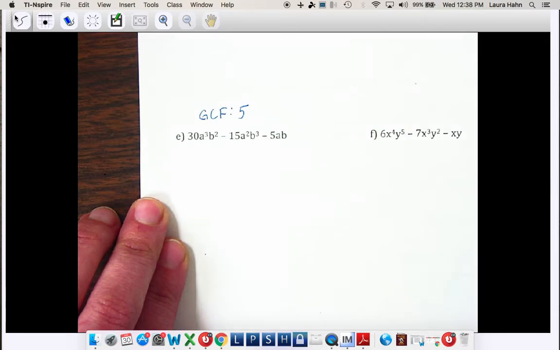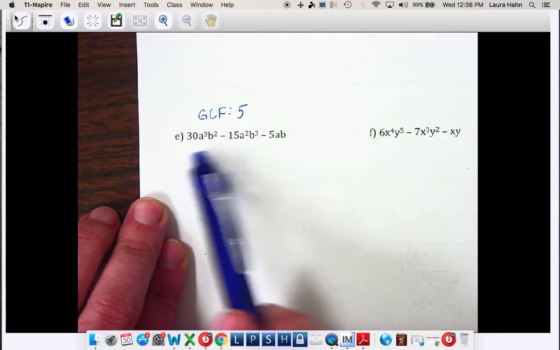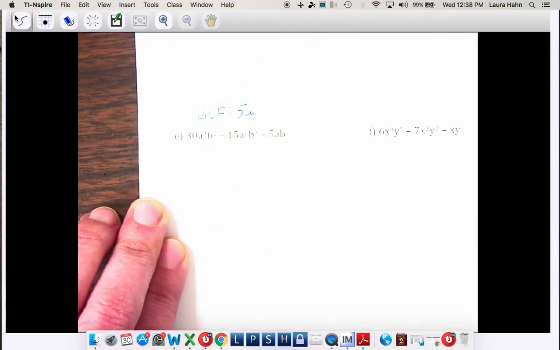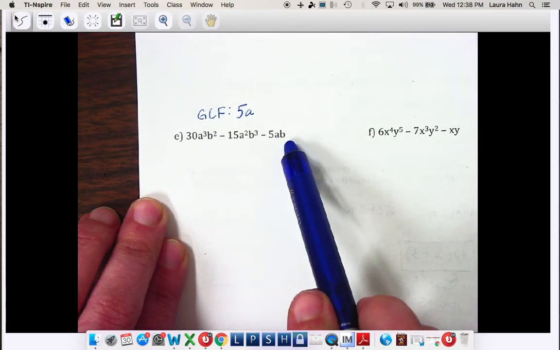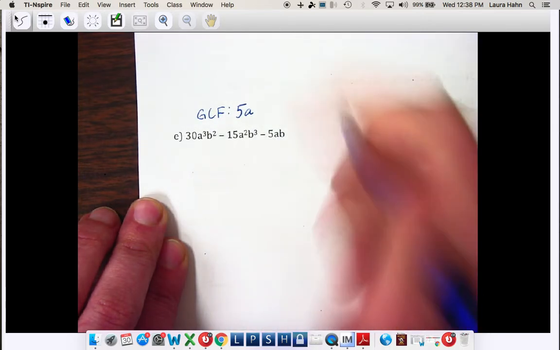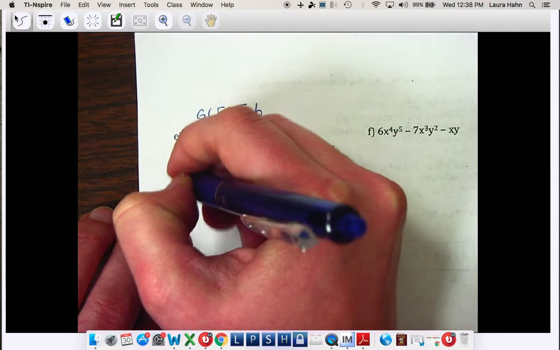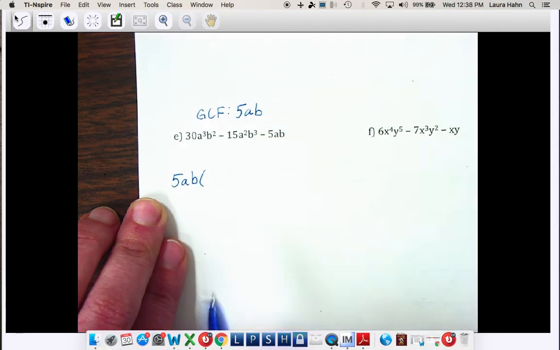Now let's look at our variables. A's first. A to the third, A squared, A. I know they all have an A, and they all have at least one A. B's next. B squared, B to the third, B. They each have a B, at least one. So my greatest common factor is 5AB. All right, let's factor it out.